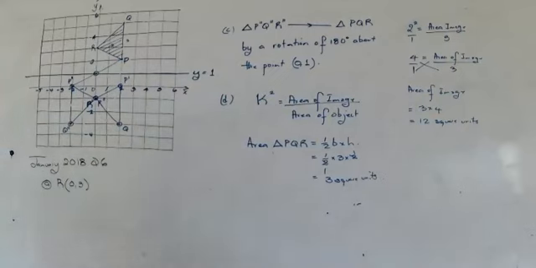Ladies and gentlemen, here's what the examiner asked. He said, triangle PQR undergoes an enlargement of scale factor 2. Calculate the area of its image. The area of the image is 12 square units.